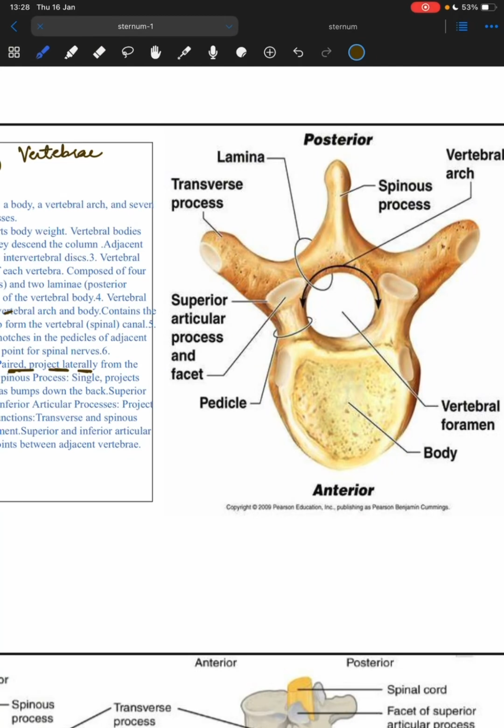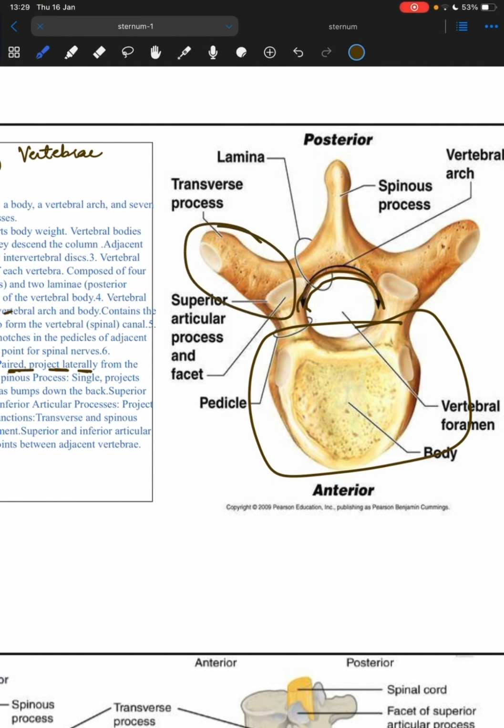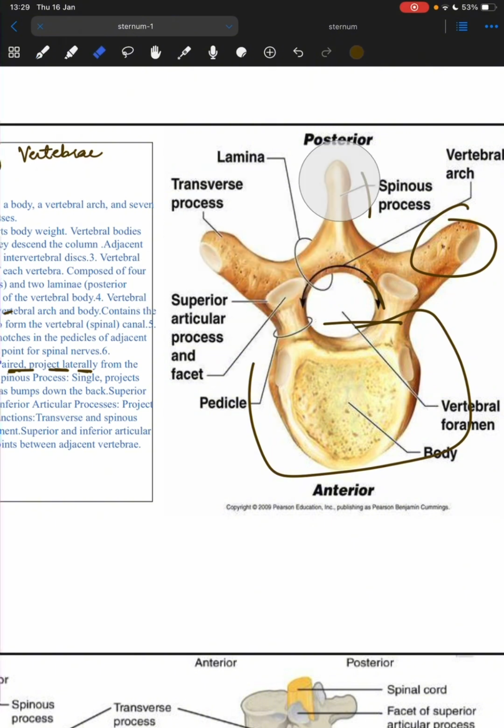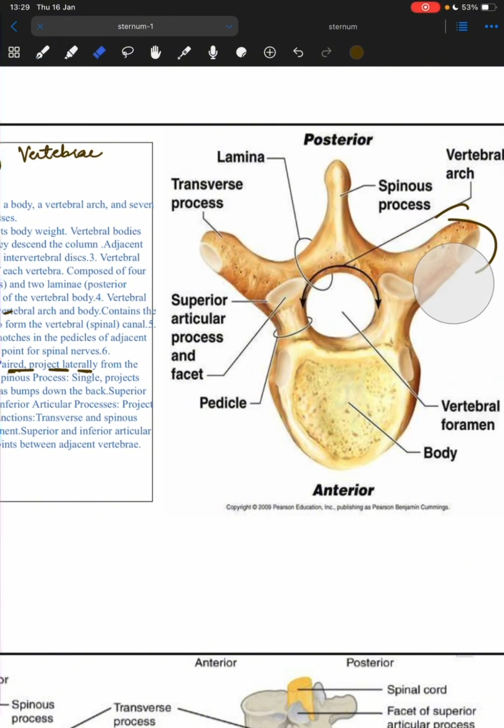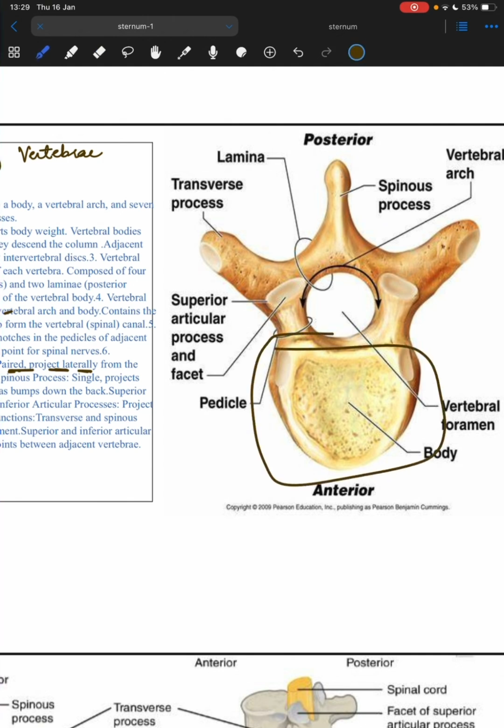So let's have a look at a typical vertebra. All vertebrae have a similar structure. They have a body, they have a vertebral arch, and they have several processes like the transverse process and spinous process. The body is present at the anterior portion, and it supports the body weight. The vertebral body increases in size and thickness as we go descending.